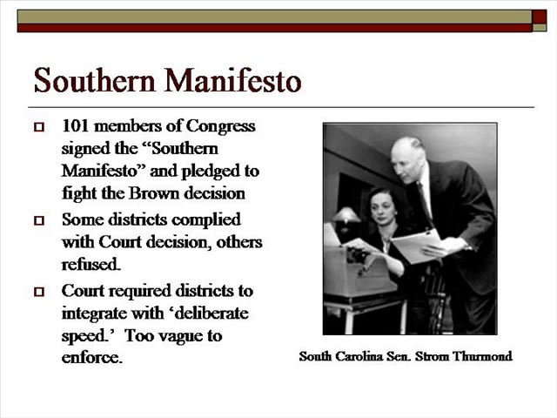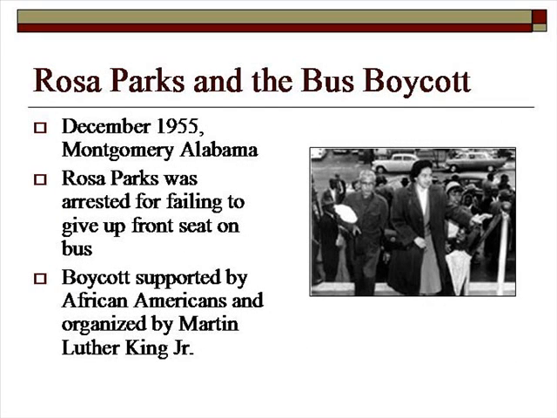One of the problems with the bill was that the Supreme Court required the districts to integrate their schools with blacks and whites with deliberate speed, and that was too vague to enforce. So a lot of people said, well, we're moving towards segregation, but they were certainly dragging their heels.